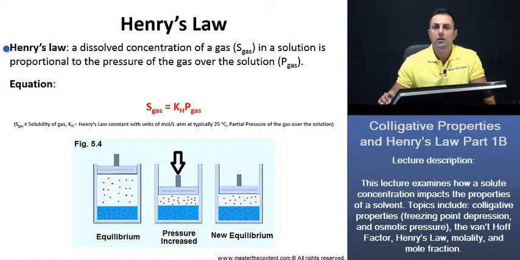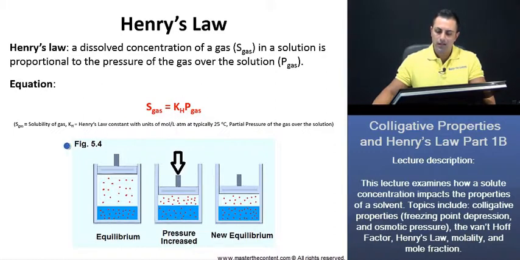When we open a can of soda, bubbles of carbon dioxide gas come out of the liquid, and that's because the pressure of the carbon dioxide within the can decreases. Thus, in turn, the solubility of the carbon dioxide gas also decreases. If we want to find the solubility of the gas, we can do so through the following equation, where we have the solubility of the gas, Henry's Law constant, and the partial pressure of the gas over the solution.